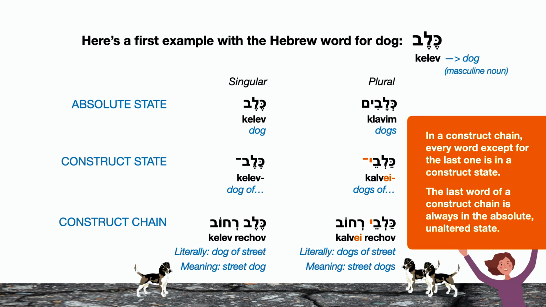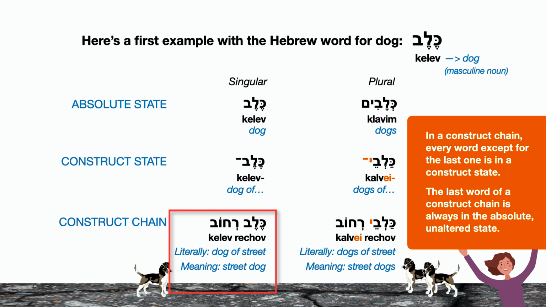In a construct chain, every word except for the last one is in a construct state. So in these examples, the last word is rechov, which means street. Notice that it is in its absolute unaltered state. Only the other words before the last word are in a construct state. So kelev is in a construct state, and here it means dog of. And rechov doesn't change its state. It is in an absolute state, which means street.